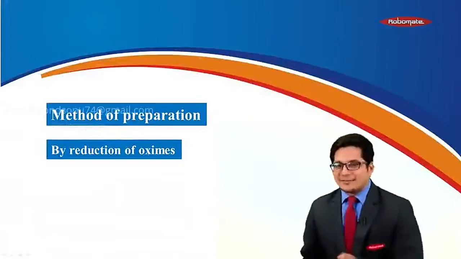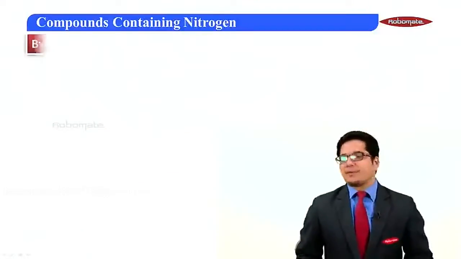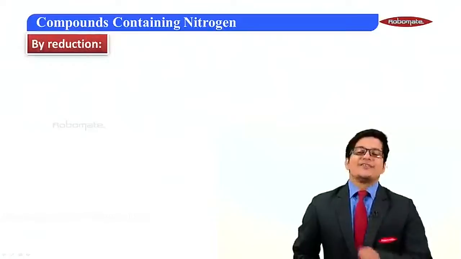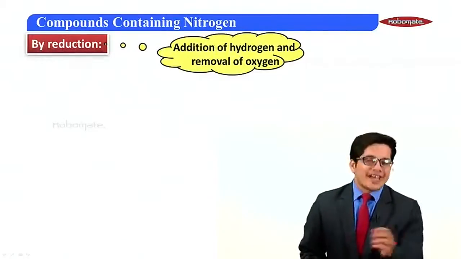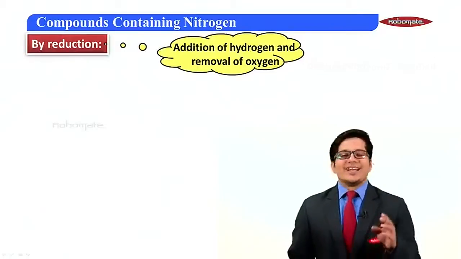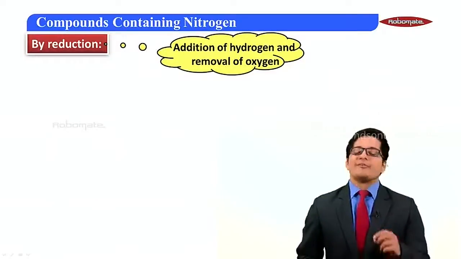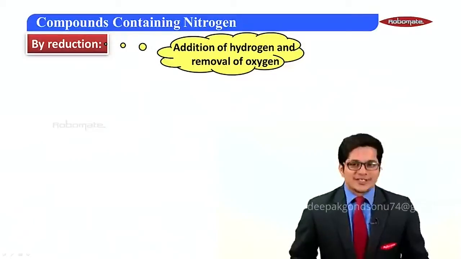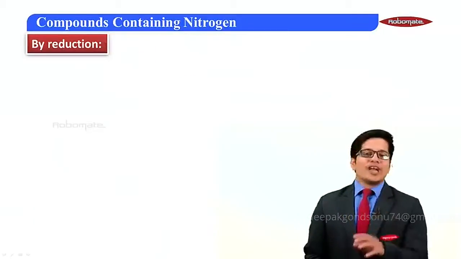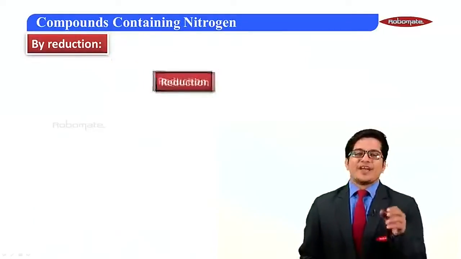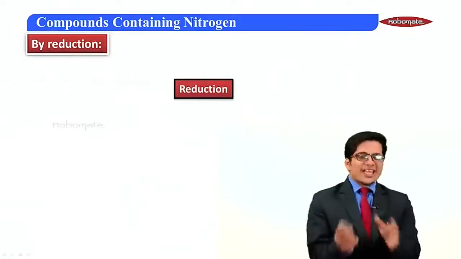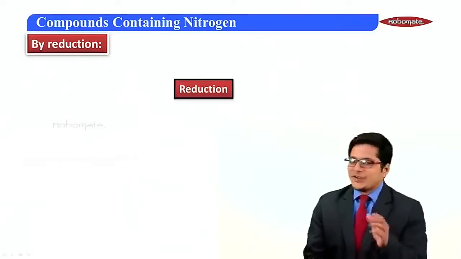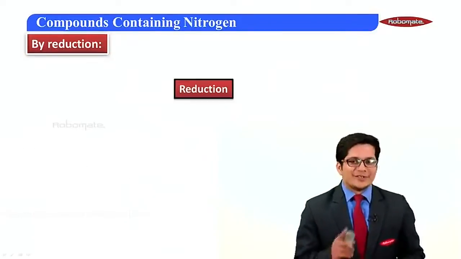of oximes. So let's start with our preparation, that is reduction. But a question arises as to what is reduction. It is nothing but addition of hydrogen and removal of oxygen. Again, what we are doing in this method is we are reducing an oxime. But there are various different methods by which you can obtain an amine using reduction.